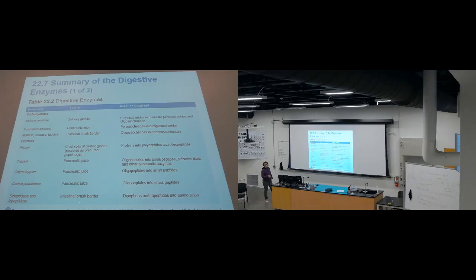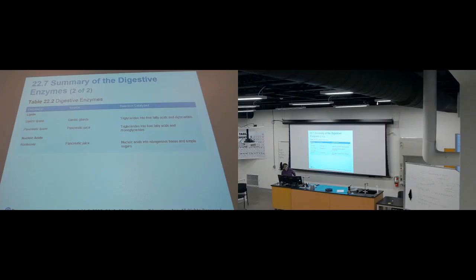Dipeptidase and tripeptidase are found in the intestinal brush border, and then they can break down these dipeptides and tripeptides into individual amino acids. How many amino acids do we have? 20. 11 are essential, and 9 are non-essential, 9 and 11 are essential.